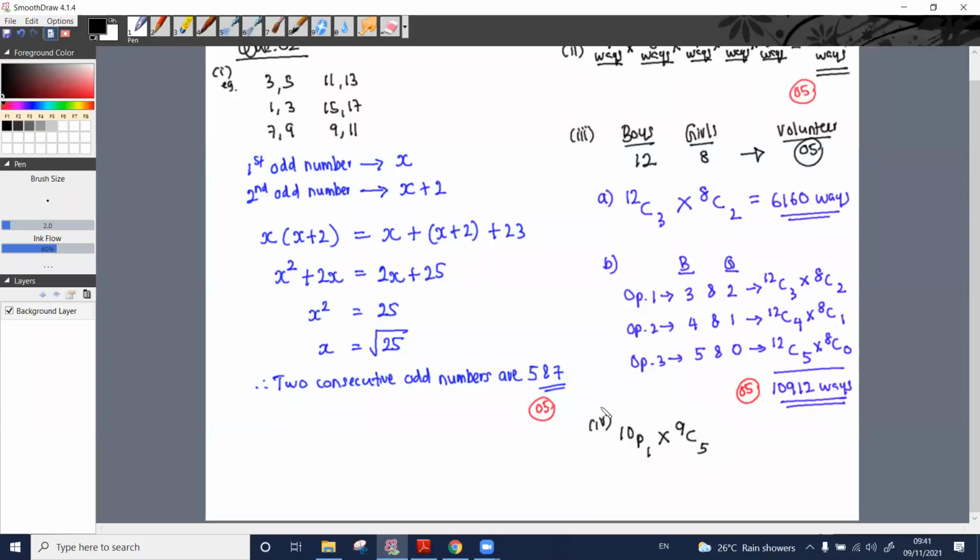9C5. So what should be the answer? 1,260. 1,260 ways are there. If you got the answer as 1260, then give 5 marks.